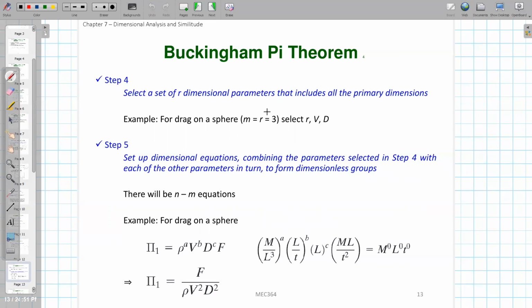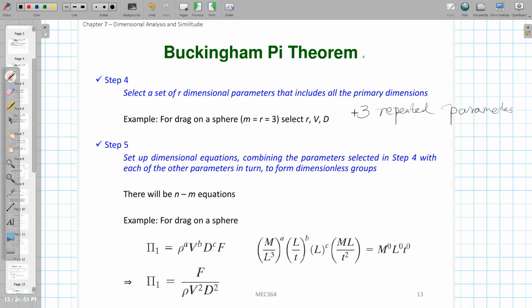Now because r equal to 3, the next step is that you need to choose 3 parameters. We call these parameters repeated parameters. Why do you choose 3? Because we know r equal to 3. So in the next step, you need to choose 3 repeated parameters. And why because it's repeated, we will explain in the next step.